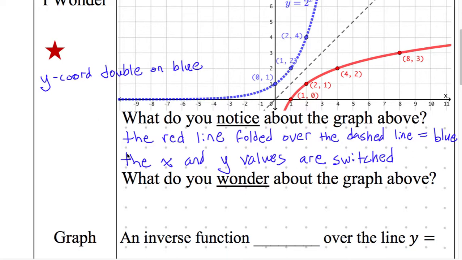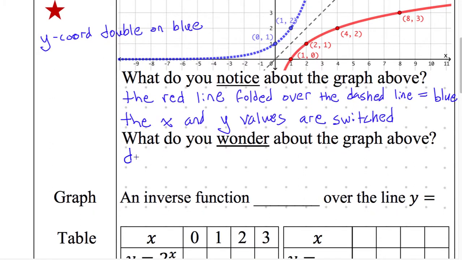Does the black dotted line matter? Oh, yeah, that's a great one. Does the black line matter? I love that question. Okay. Another question. Who else asked a question?